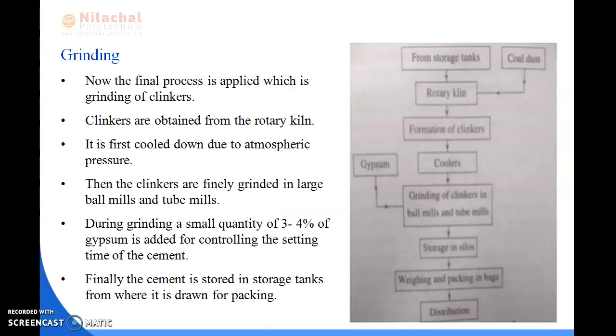Next is the grinding process. It is the last process of the manufacturing of the cement. Here I have shown the flow diagram of the grinding part. And here the clinkers have been obtained from the rotary kiln. Then it is cooled by the atmospheric air. After it is cooled, the clinkers are again ground in the large ball mills or the tube mills.